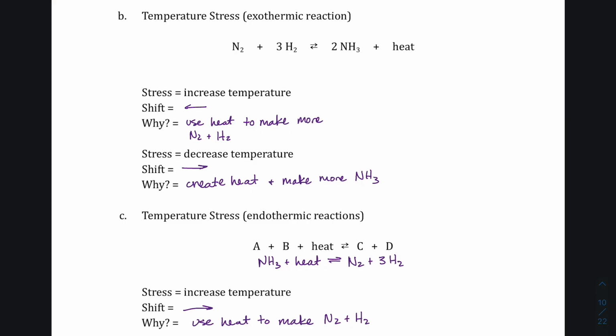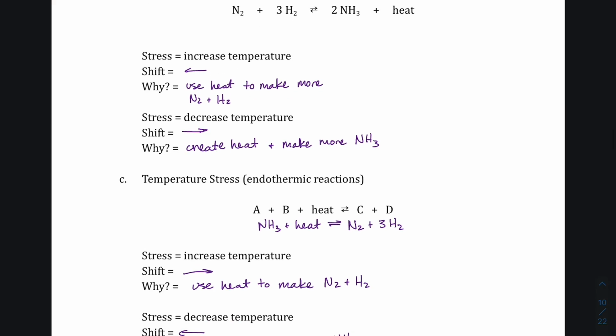If you have an exothermic reaction, so a reaction that is releasing heat, increasing temperature is going to cause the reaction to shift to the left. And the way that you can think about this is that you need to use heat to break apart the ammonia into nitrogen and hydrogen. So if you have more heat, you are going to use that heat to make more nitrogen and hydrogen.